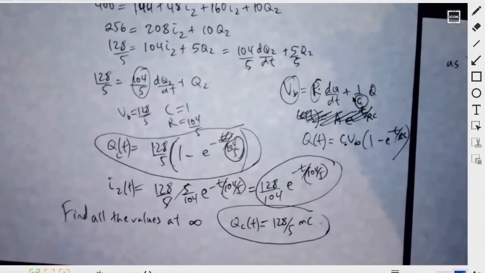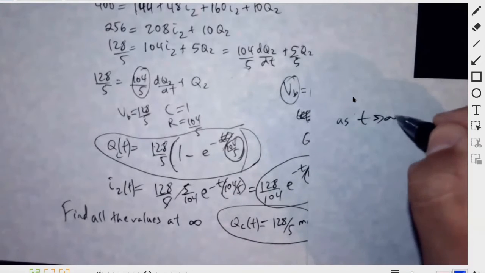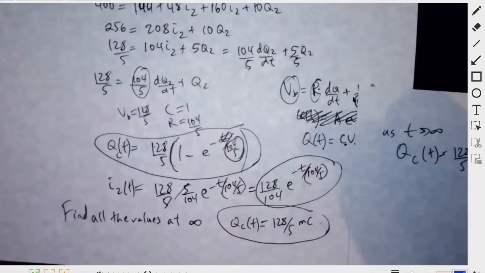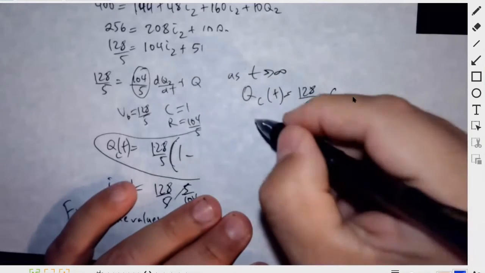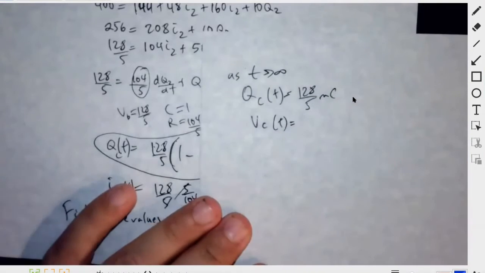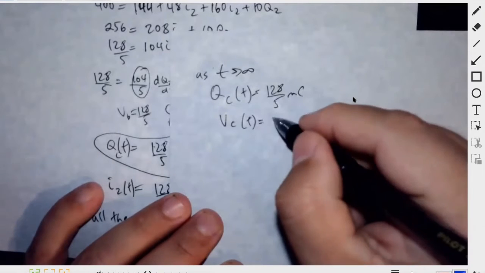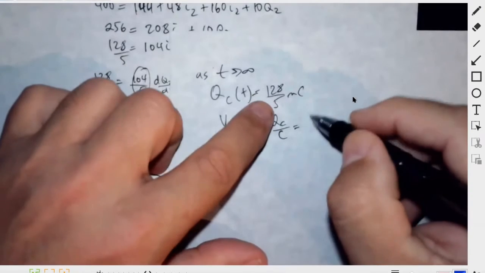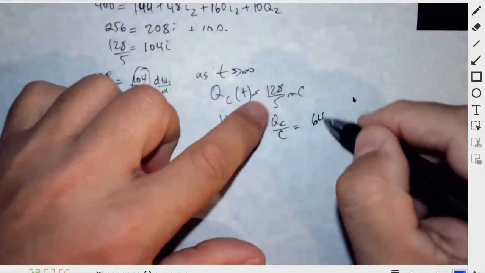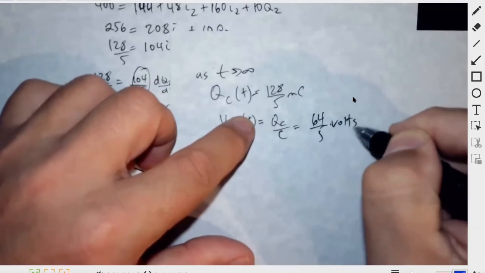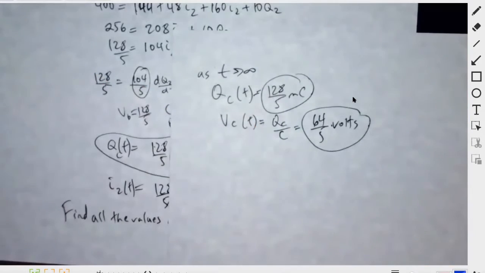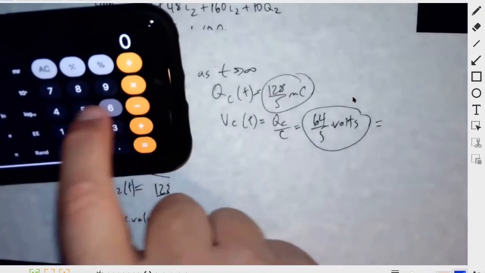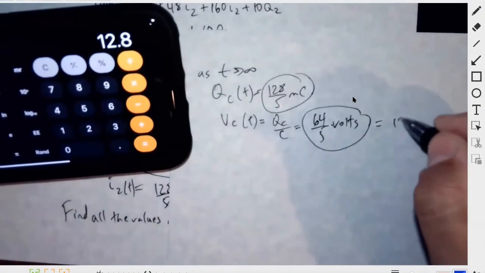So as t goes to infinity, QC is 128 over 5. Once I know QC, I could calculate what the voltage of the capacitor is, right? I just divide the QC by C. What was my C? 2 millicoulombs. So divide this by 2, you get 64 over 5 volts. Which is what? 12.8 volts.